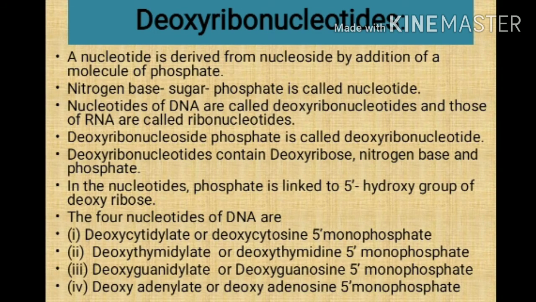A nucleotide is derived from a nucleoside by addition of a molecule of phosphate. Deoxyribonucleotide is nothing but deoxyribonucleoside phosphate. Nitrogen base, sugar and phosphate is called a nucleotide. Nucleotides of DNA are called deoxyribonucleotides and those of RNA are called ribonucleotides.